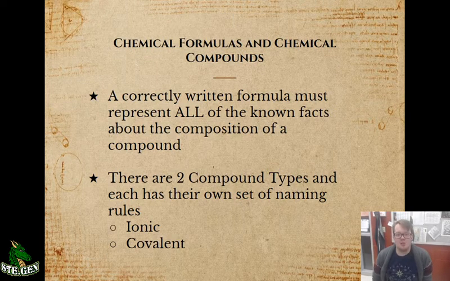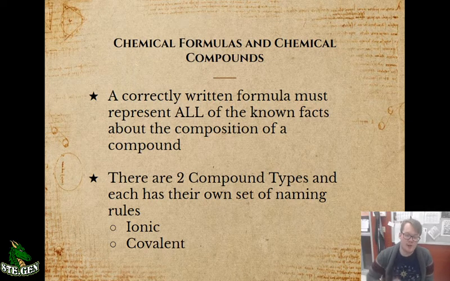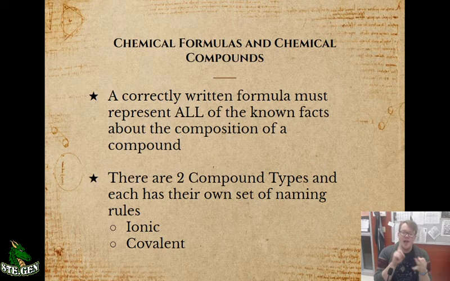Now we're going to look at actual chemical formulas and chemical compounds, things that are more than one atom put together other than our list of our wonderful polyatomic ions. A correctly written chemical formula must represent all of the known facts about the composition of a compound. You need to know what's in it, how much is in it. All of that information needs to be in the chemical formula that you use. Otherwise, it's not good enough. If you just say it has hydrogens and oxygens, that could be water, that could be hydrogen peroxide. Those are two very different things. You can drink one of them, the other one will kill you. So you have to be very, very specific.